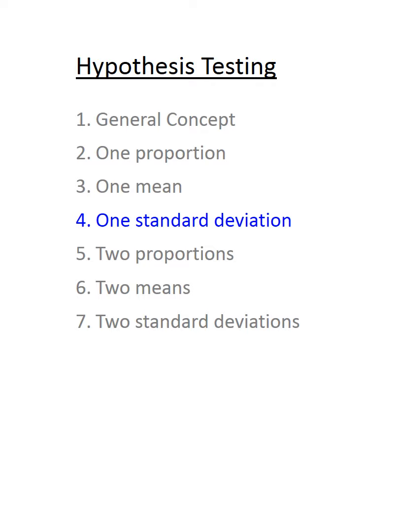This is the fourth in a 7-video series about hypothesis testing, one standard deviation. Let's examine a claim about a standard deviation. Suppose we were to claim that the standard deviation of heights of people is less than 3 inches, and we want to test this claim with a significance of 5%.